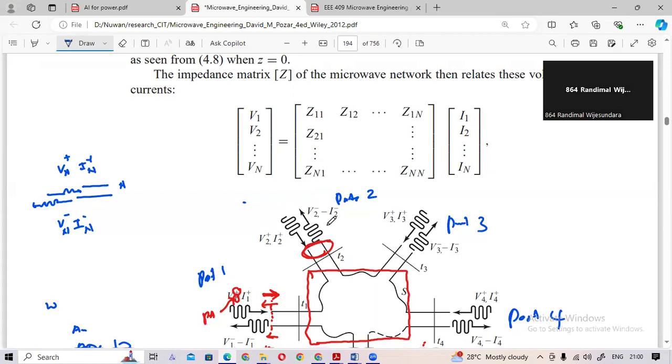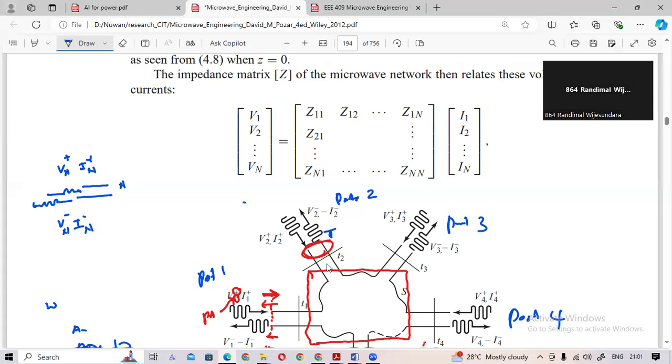Maybe actually these are transmission lines. This is a microwave network. No, this is a microwave component. So we have to consider a port. This port is always related with the transmission line. We are giving a signal through the transmission line, and we are getting out the signal through the transmission line.